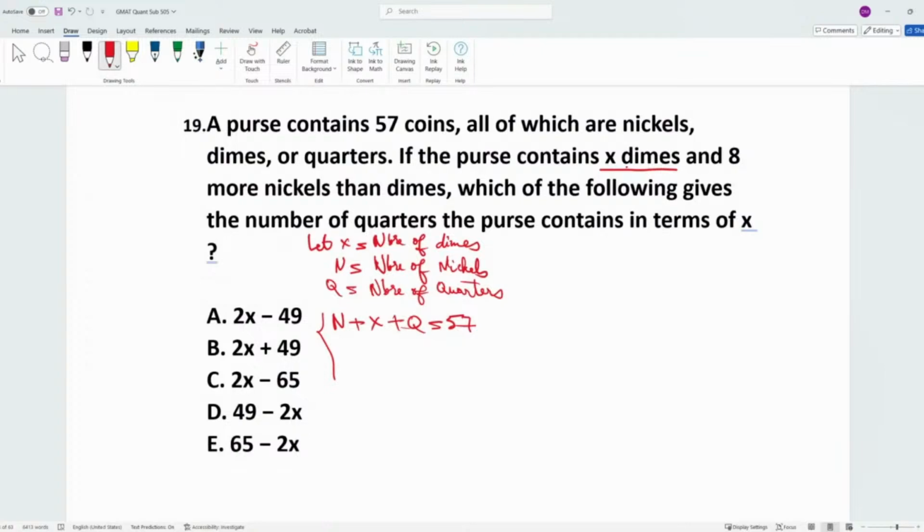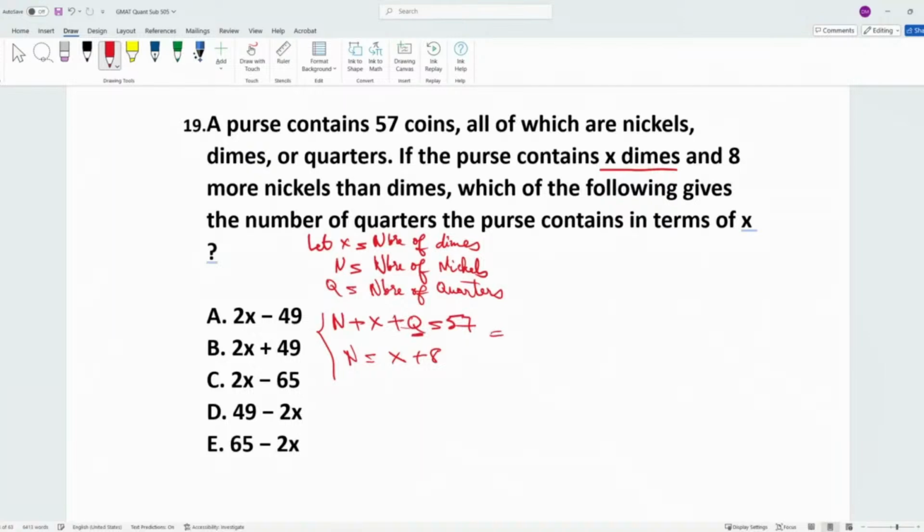If the purse contains X dimes and 8 more nickels than dimes, so that means that nickels is equal to the number of dimes plus 8. So it contains 8 more nickels than dimes. That means that N here, which is the number of nickels, is equal to the number of dimes plus 8, because it's more. Okay, so that's how we can put that equation. So now, which of the following gives the number of quarters the purse contains in terms of X, in terms of dimes? So we want to find the value of Q in terms of X.